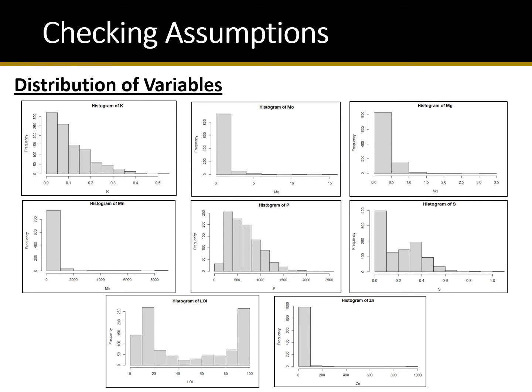Lastly, histograms for each variable were generated to look for potential outliers in the dataset. From these graphs, it appears that each variable has one or more potential outliers with the exception of loss on ignition. Further diagnostics and remedial methods will be discussed later in this presentation. From the graphs, we can also see that all variables with the exception of loss on ignition are extremely skewed to the left of the plots.